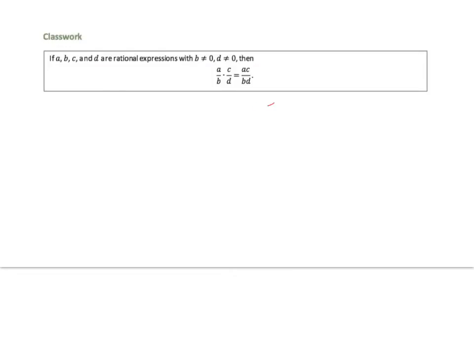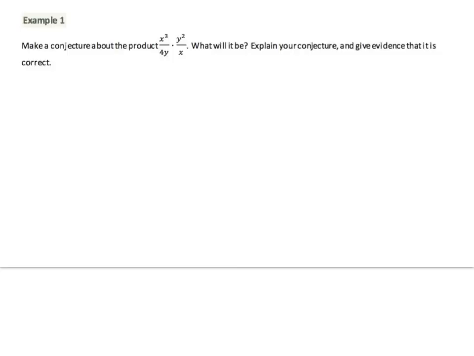All right, our rule. If A, B, C, and D are rational expressions with B and D not equal to 0 because they're in the denominator and they cannot be 0, then we show that we basically multiply across the top and across the bottom. Okay, let's make a conjecture about the product x cubed over 4y times y squared over x. Okay, what will it be? Explain your conjecture. Give evidence that it's correct.